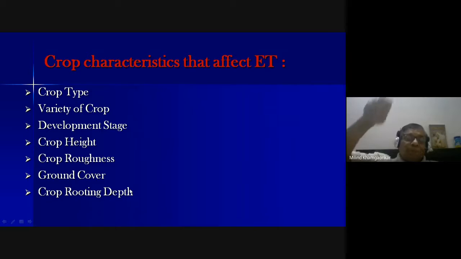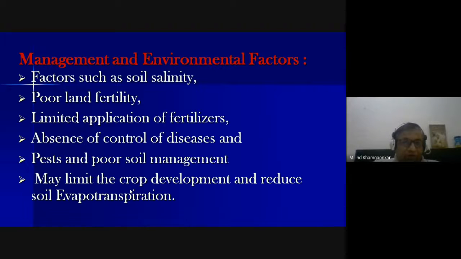क्रॉप के रूट्स, प्लांट्स के रूट्स जमीन में कितने अंदर गए. थर्ड पार्ट दैट इज द मैनेजमेंट एंड एनवायरमेंटल फैक्टर्स. फैक्टर्स सच एज सॉइल सलाइनिटी, है ना, जमीन में कभी कभी खारी जमीन रहती है, खारे पान जमीन करके बोलते हैं, सलाइनिटी, तो उसमें नेचुरली वाटर विल बी एब्जॉर्ब एंड लेसर विल बी द वाटर अवेलेबल फॉर द प्लांट ग्रोथ.